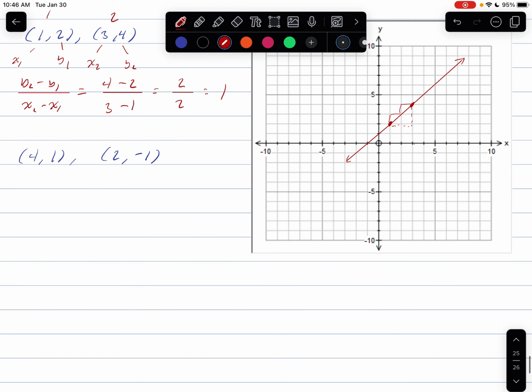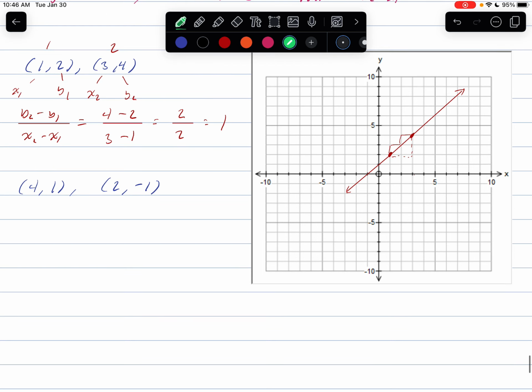Let's try another example. Here we have the point 4, 1 and the point 2, negative 1. Let's use a different color here so we don't get confused. Be green. Okay, so we can say this is point 1 and this is point 2. So our x1 is going to be 4 and our y1 is going to be 1. Okay, and then our x2 is going to be 2, and our y2 is going to be negative 1.